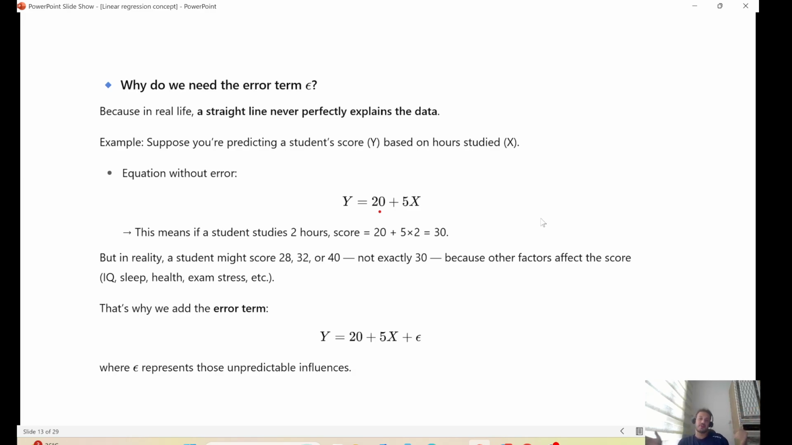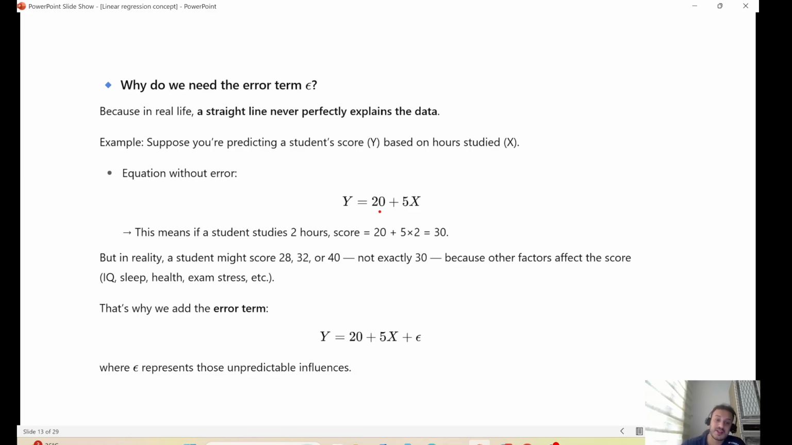So based on the prediction, if he studied 2 hours, he should get 30. But in real life, when he goes to the exam, maybe he didn't sleep well, maybe the IQ test, maybe he was healthy, maybe he was stressed. He will not get exactly 30. He will get 28 or 32, or 40. So that's why there is another factor you cannot see. You cannot predict what's going to happen.